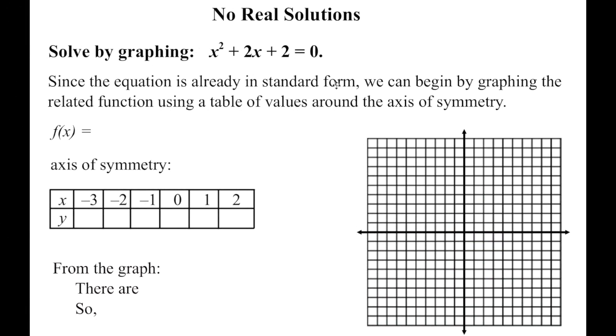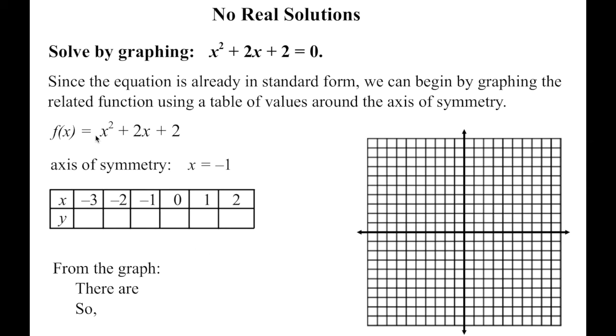Lastly, we have a situation where we might have no real solution. So here's a quadratic equation, and it's already in standard form. So I'm going to go ahead and build my table of values around the axis of symmetry. There's my function notation. The opposite of b would be negative 2 over 2 times 1. And negative 2 over 2 is negative 1. So the axis of symmetry is at x equals negative 1. So we could draw in that dotted line if we wanted to.